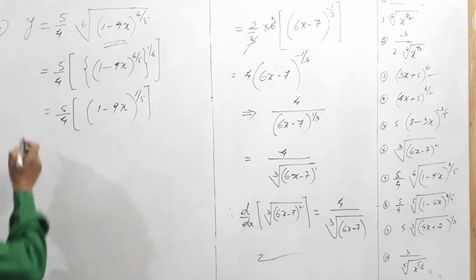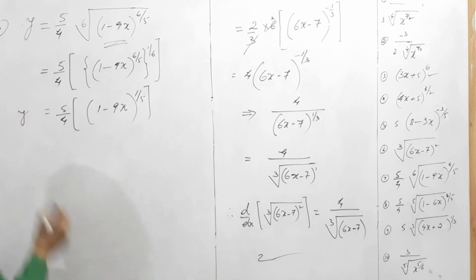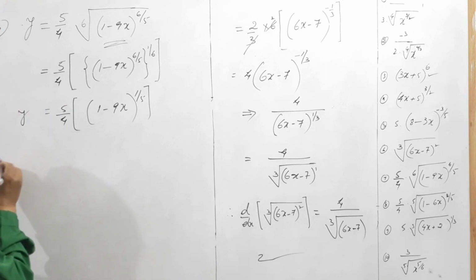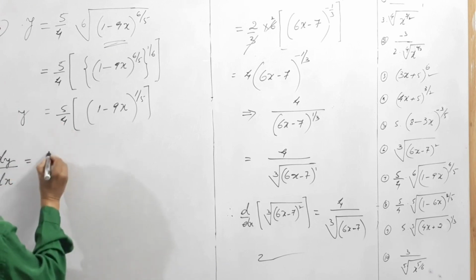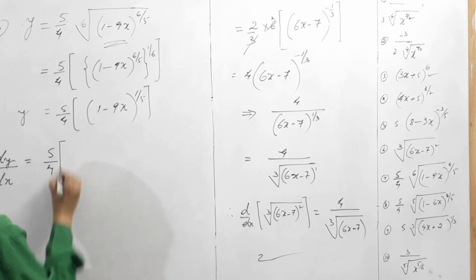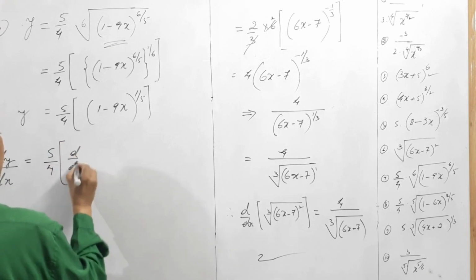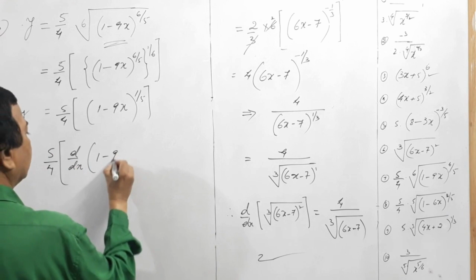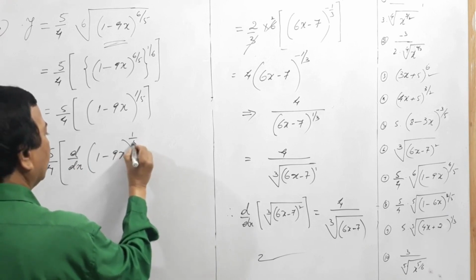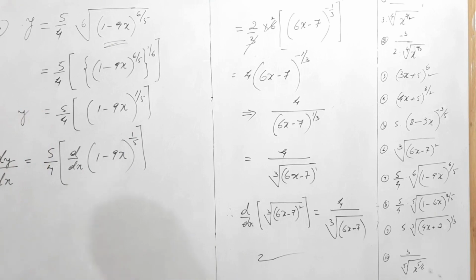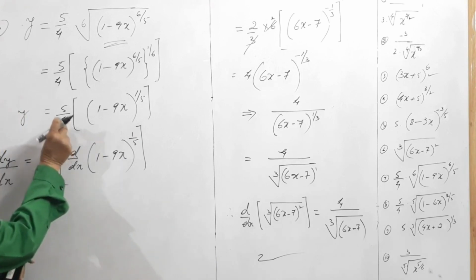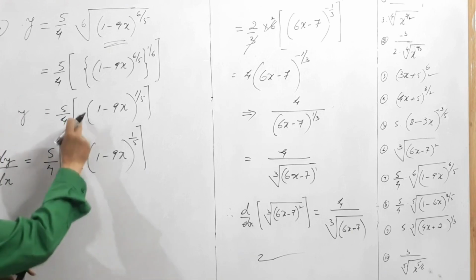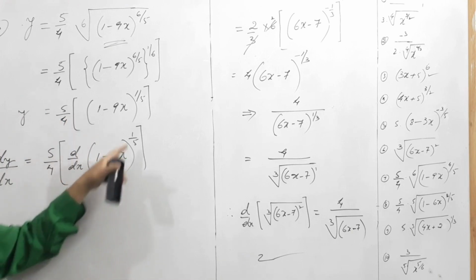Now what we will do is, this is nothing but our y. So let us apply the differentiation rule. So this becomes dy by dx equals to 5 by 4, I will take it outside. So this becomes d by dx of 1 minus 9x to the power of 1 by 5. Did you understand? We are differentiating this now. So dy by dx, the constant I have taken outside. So we have to differentiate d by dx of 1 minus 9x to the power 1 by 5.